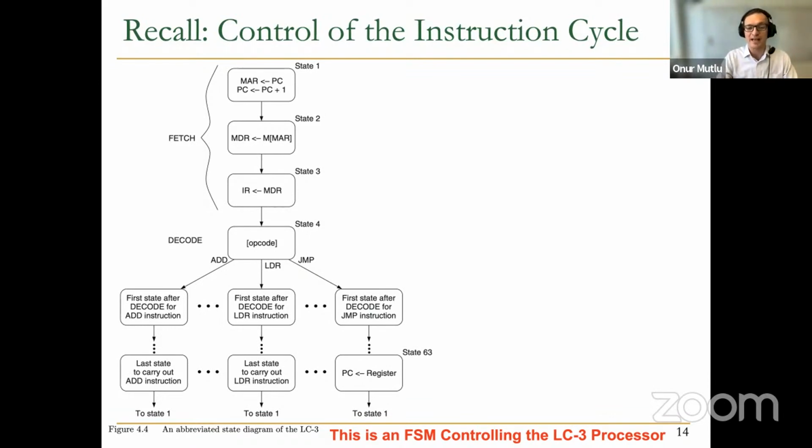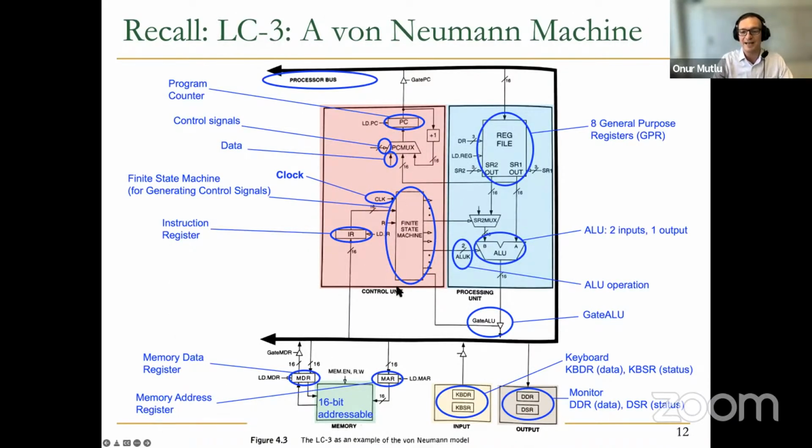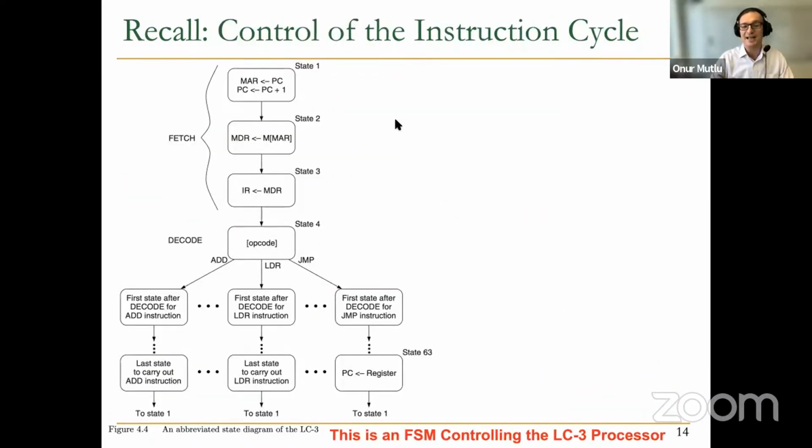Remember, we're talking about a finite state machine. So let me go back here. There's a finite state machine over here that really controls the execution of everything that happens in the computer. And this is the finite state machine. This is a state diagram, basically, of the finite state machine. State 1 is a fetch state, as you can see. State 2 is also a fetch state. State 3 is also a fetch state.